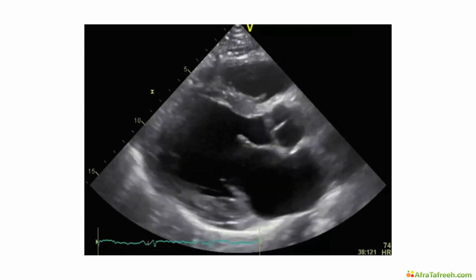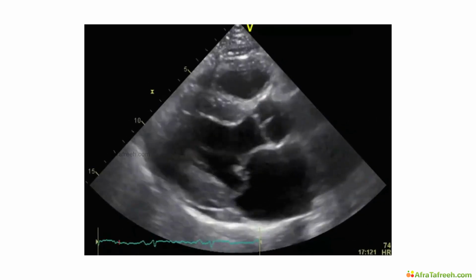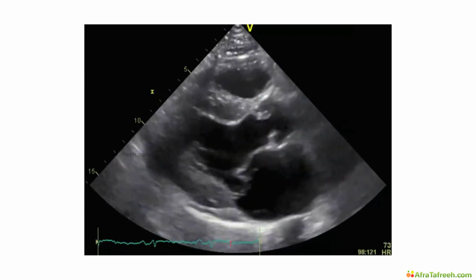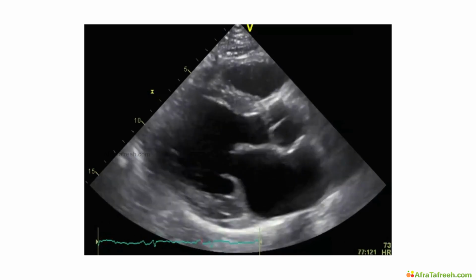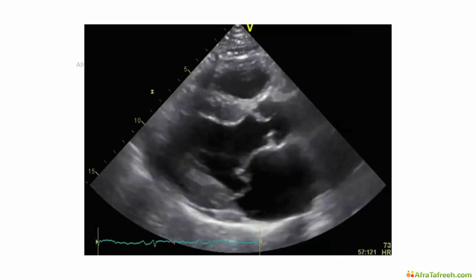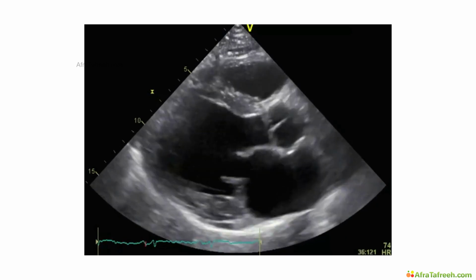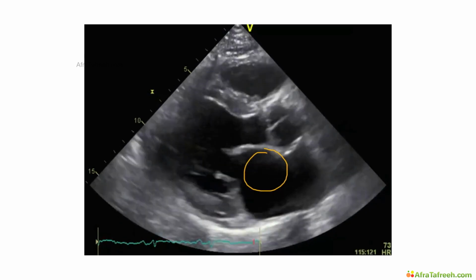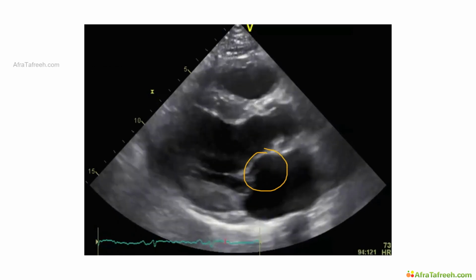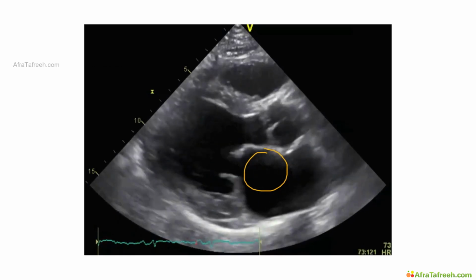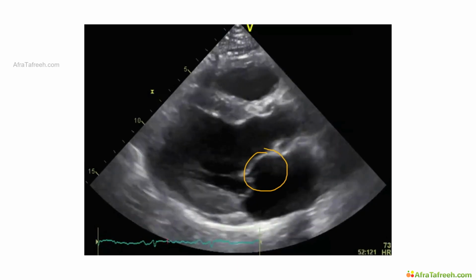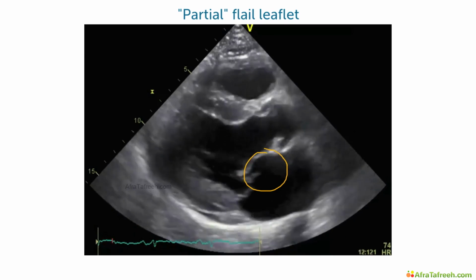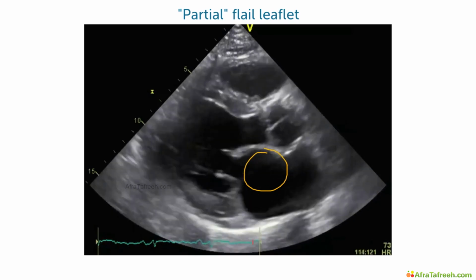The leaflets are not thickened, but here I think we are ready for some pathologies. Yes, Anna, this is definitely not a normal valve. It's a little bit thickened, and to pick up the pathology, it's not so really easy. You have to look very closely. Right here at this region, you can see that there's a little part of the mitral valve which is actually prolapsing into the left atrium. This is a flail or a partial flail leaflet, a pathology which can really cause severe mitral regurgitation.